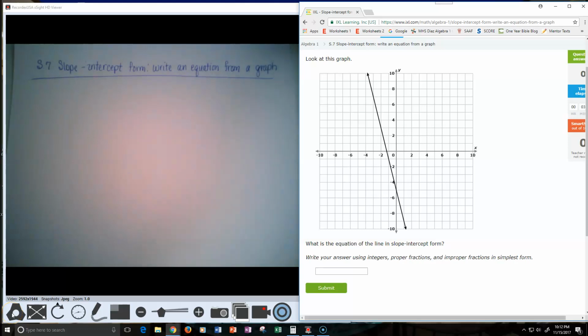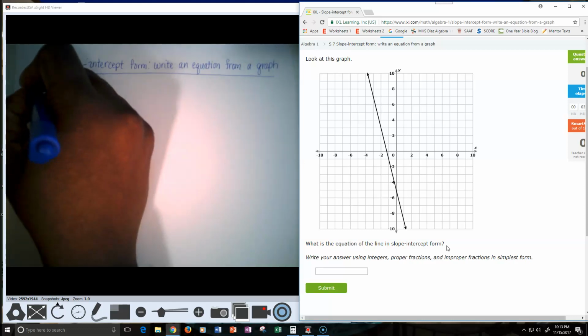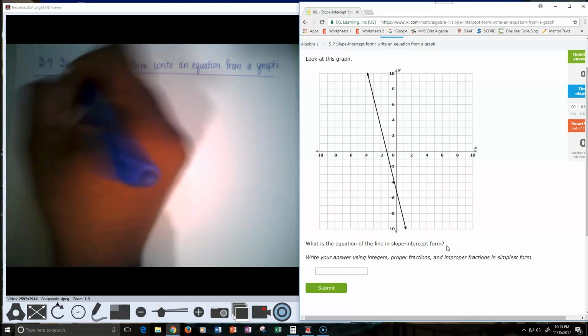Welcome back. We're going to look at S7, and this time we are given the graph itself on the coordinate plane, and we're asked to write an equation from the graph. So it says, what is the equation of the line in slope-intercept form? So they're asking us to write our answer in y equals mx plus b form.